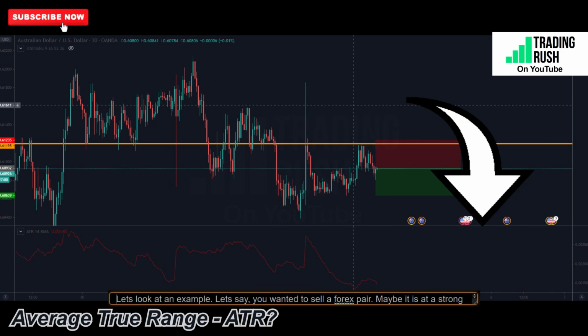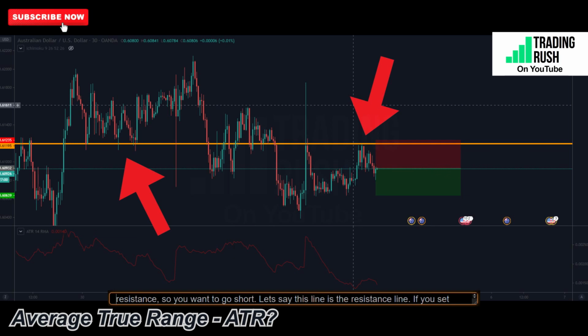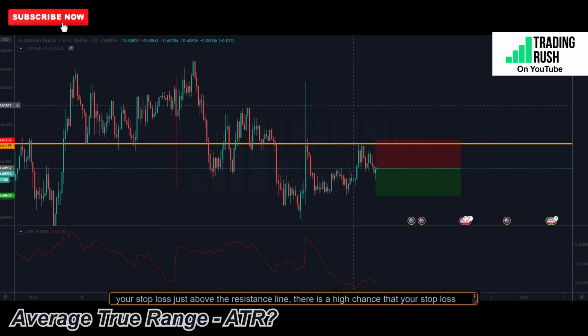Let's say you wanted to sell a Forex pair. Maybe it is at a strong resistance, so you want to go short. Let's say this line is the resistance line. If you set your stop loss just above the resistance line, there is a high chance that your stop loss will get hit because there is not enough room for price to wiggle around before going in your direction. If you set your stop loss too far from your entry, you will not get a good risk to reward ratio, and that's not good.